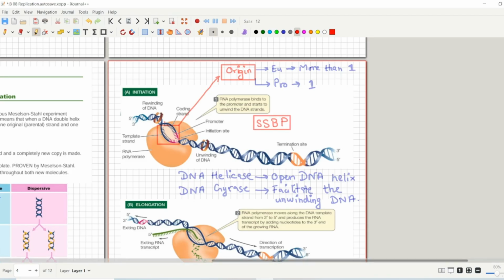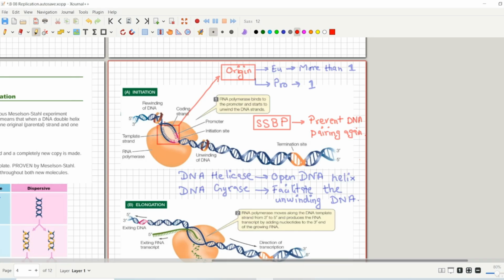SSBP will actually prevent the DNA from pairing up again, right? So it will prevent the DNA from pairing up again. With the help of SSBP, we can keep the replication bubble where it is. Okay, so these are the enzymes and proteins that were involved in the initiation process.